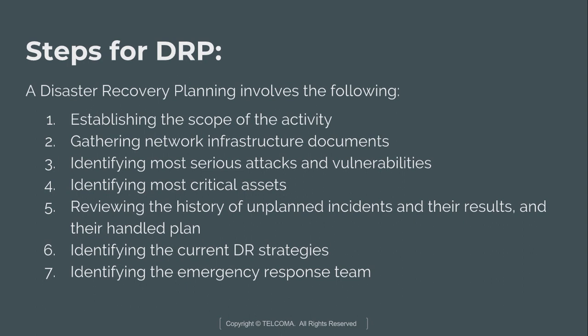Next one, identifying the most critical assets like the hardware and servers which store the crucial information of the organization. Next one, reviewing the history of unplanned incidents. We have to review the history of unplanned incidents that occurred, and we have to get their results and how they were handled, so it becomes easy to handle a disaster again. Next one, identifying the current disaster recovery strategies, and we have to identify the emergency response team. If the disaster occurs, we have to contact that emergency response team.